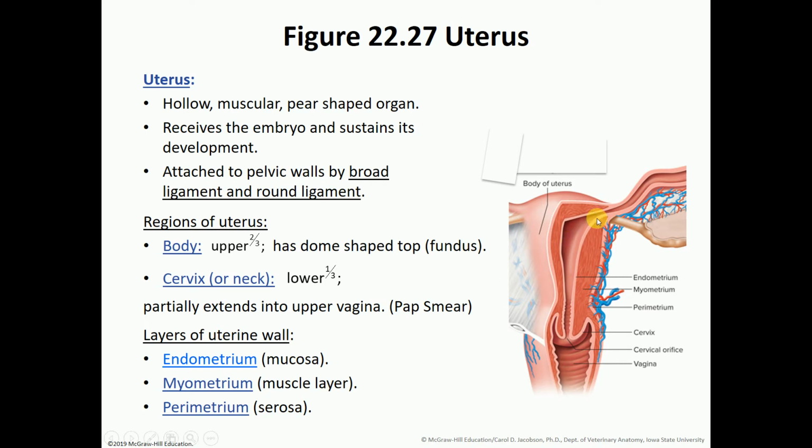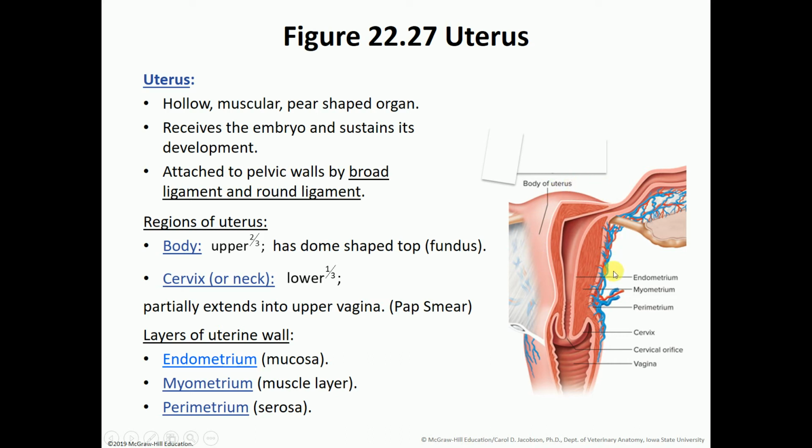Now the uterus is a hollow muscular organ. It receives the embryo and sustains it until delivery. It is attached to the pelvic wall by very large ligaments known as the broad ligament and the round ligament of the uterus.